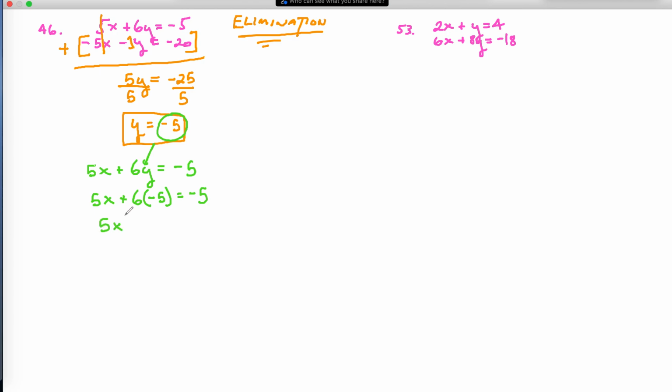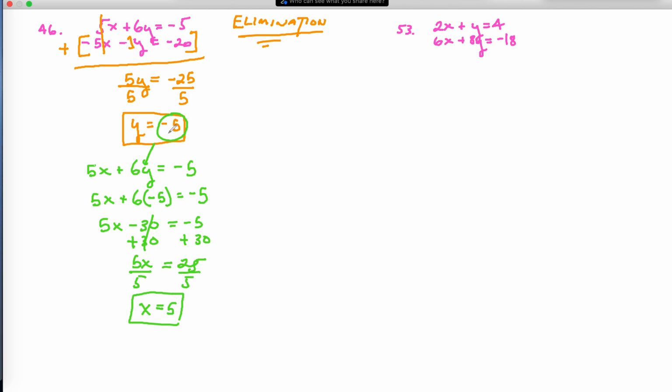So I get 5x. 6 times -5 is -30, equals -5. I add 30 on both sides. This goes to 0. And I get 5x is equal to -5 plus 30. It's +25. I divide by 5 to finally get x. 5 divided by 5 is 1. 1 times x is just x. 25 divided by 5 is 5. And I have my solution. X is 5, y is -5.